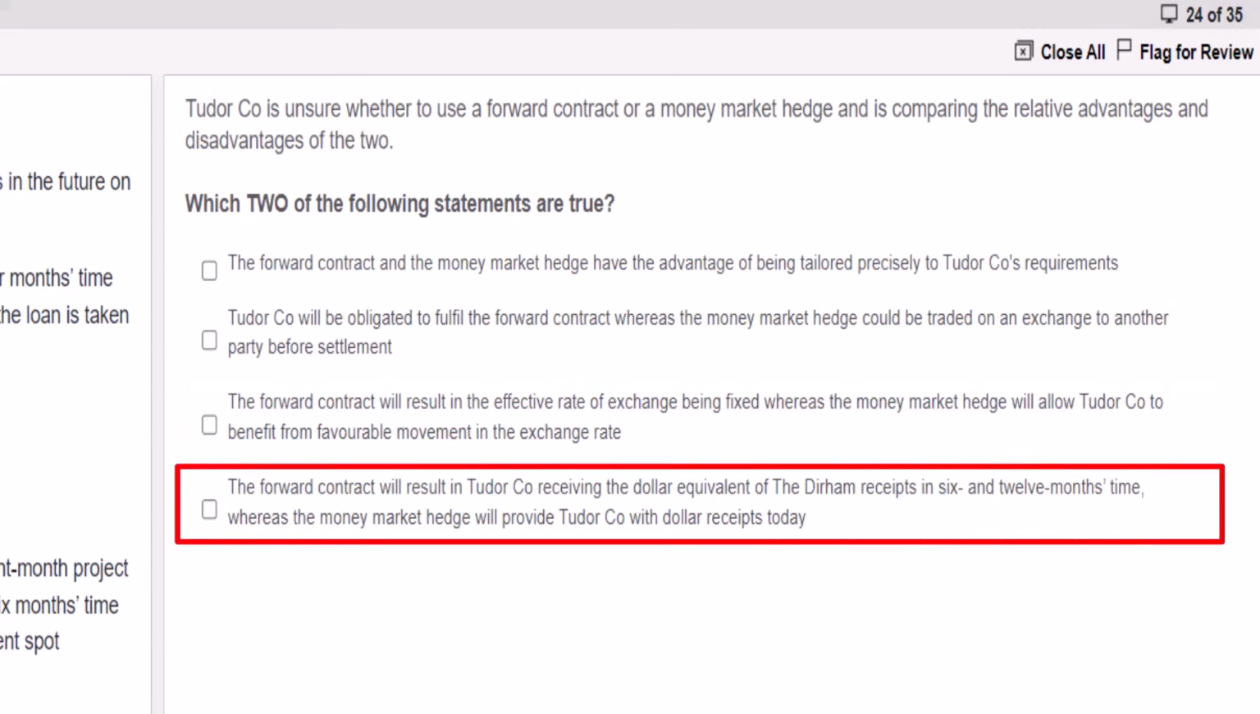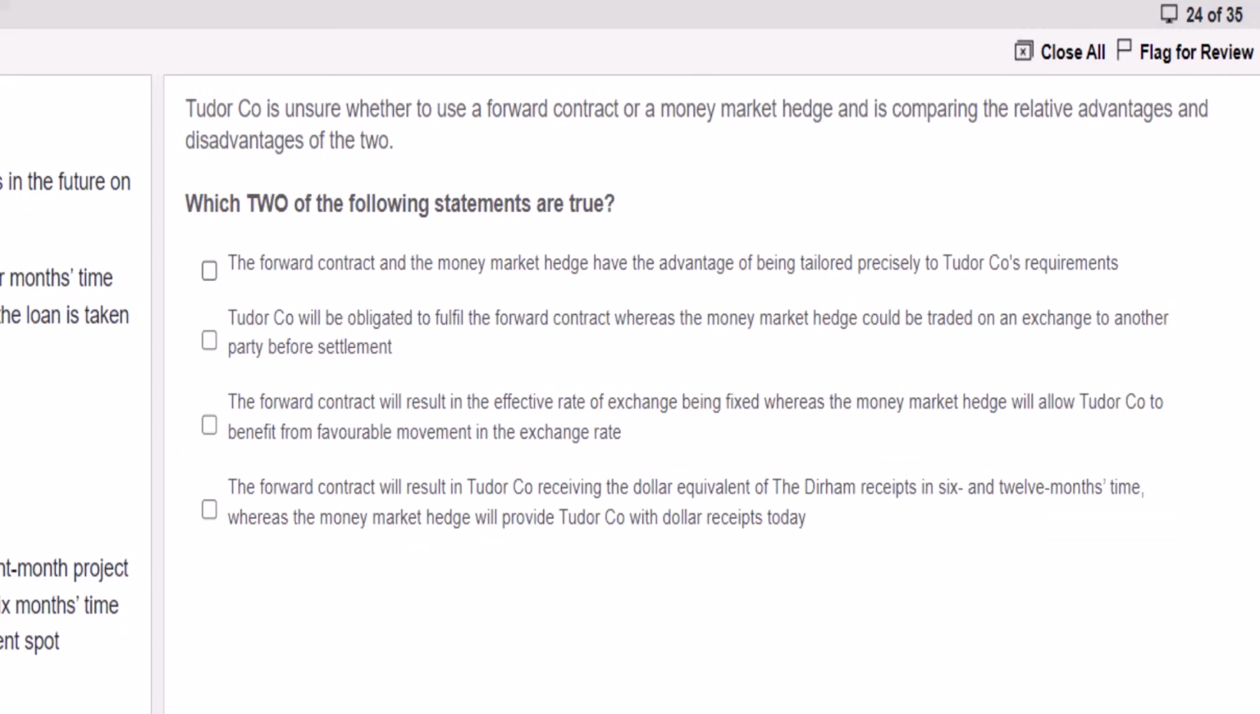So the final one is also true. The forward contract will result in Tudor company receiving a dollar equivalent of dirhams in 6 and 12 months' time, whereas the money market hedge will provide Tudor company with dollar receipts today. That is true. So we're going to select 1 and 4.